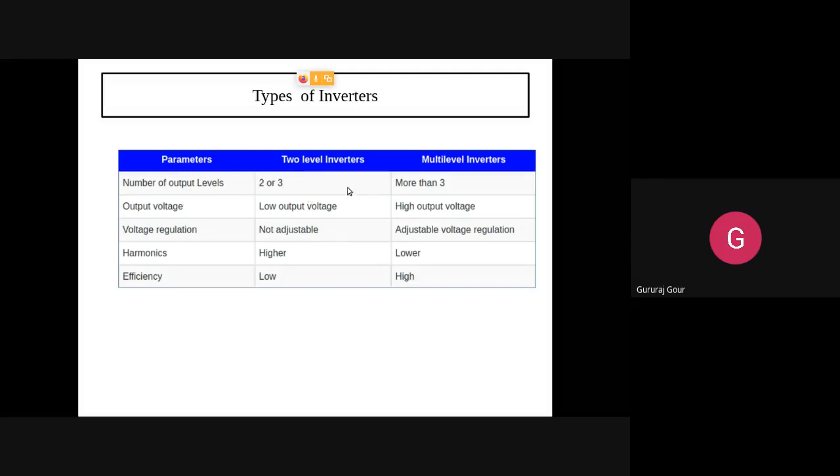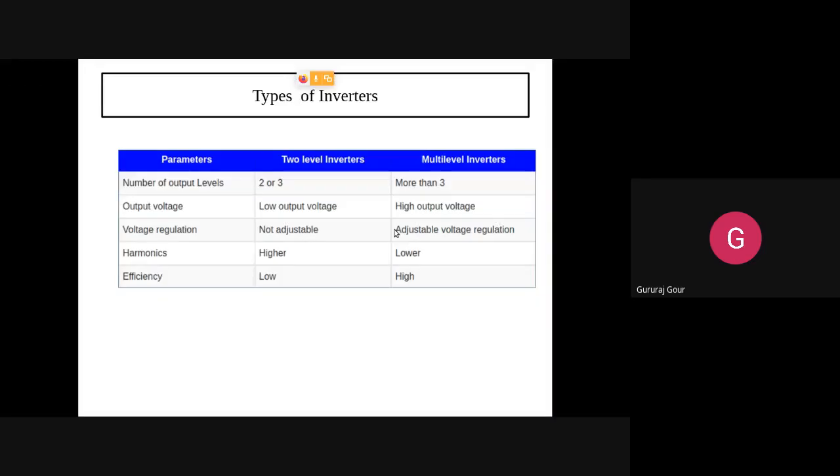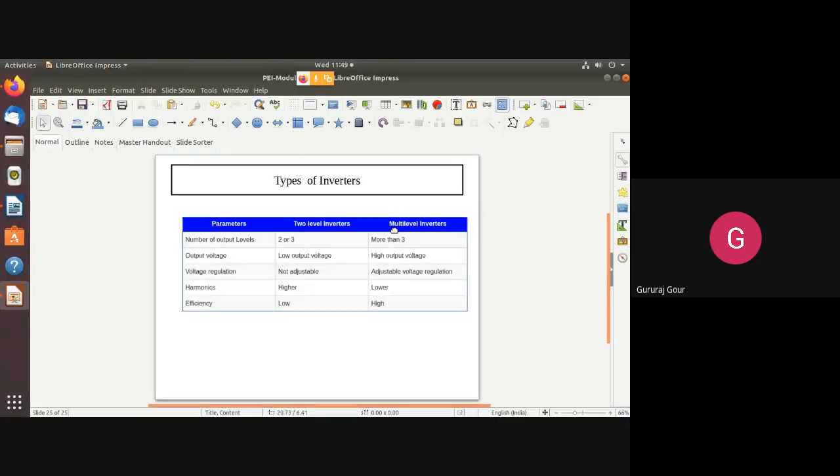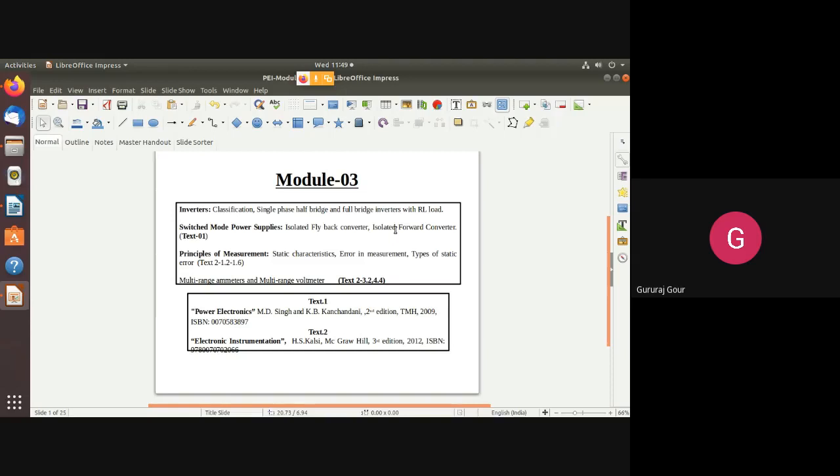So we'll try to compare here the difference between two level and multi-level inverters. Output voltage level in the two level inverters is very low, whereas in multi-level inverters it is adjustable. Harmonics are much higher in case of two level, but lower in case of multi-level. Harmonics are very much reduced in case of multi-level inverters. Efficiency, that's why it is very high in case of multi-level inverters compared to two level. So this is how, guys, we are able to classify different types of inverters as we have seen.